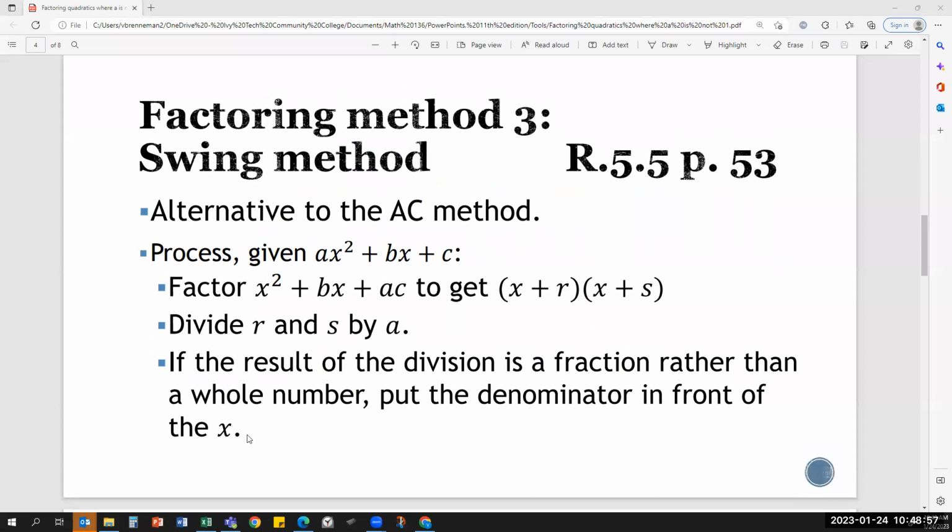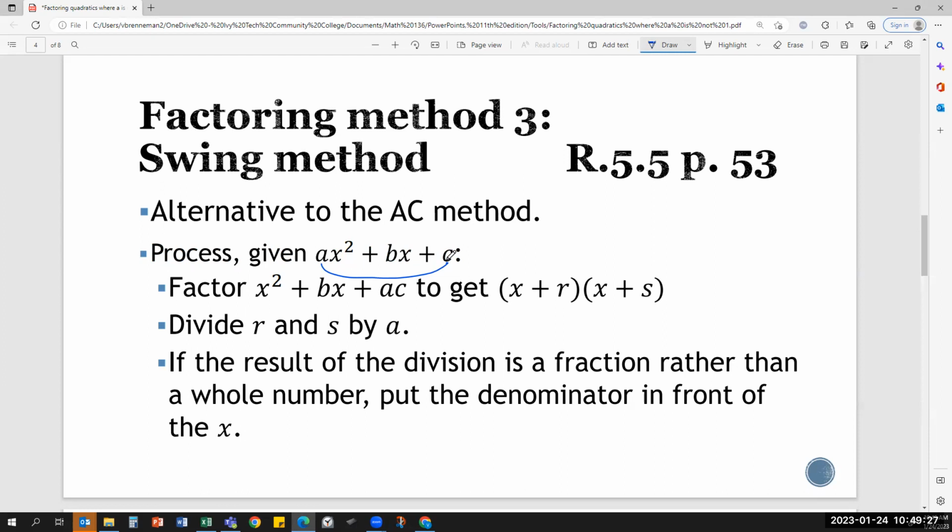The third method that you can use is the swing method. It has similarities to the AC method. It's a little less clear what's actually happening and why it works, but you have ax squared plus bx plus c. You swing a over and multiply it by c. And so you now have actually a different quadratic that you're going to factor. You're going to factor x squared plus bx plus ac.